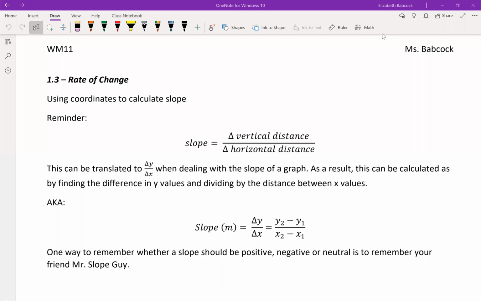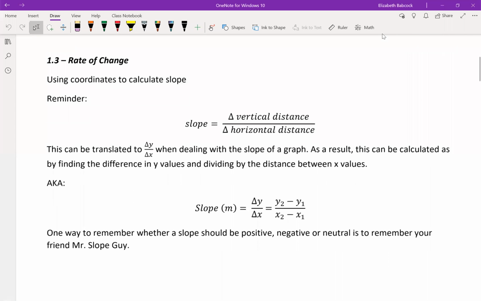Okay, this is section 1.3 for Workplace Math 11. So just to have a little reiteration of things that have been covered so far, when we are talking about slope, it is the change in vertical distance over the change in horizontal distance. That is what that little triangle means. Remember, change in. Good thing to have in your head.